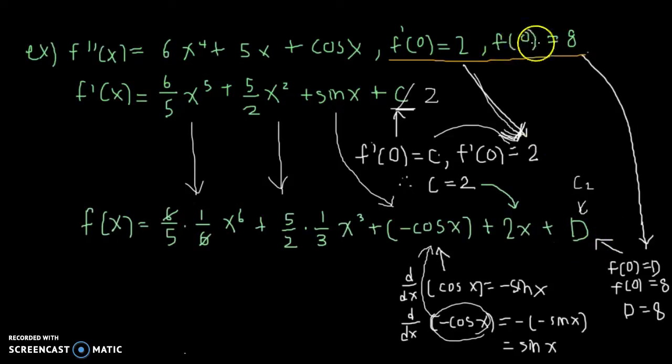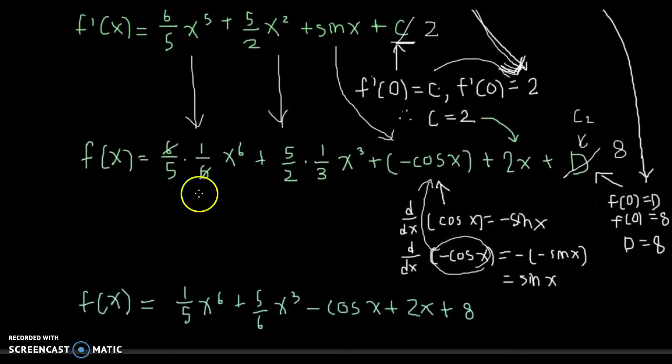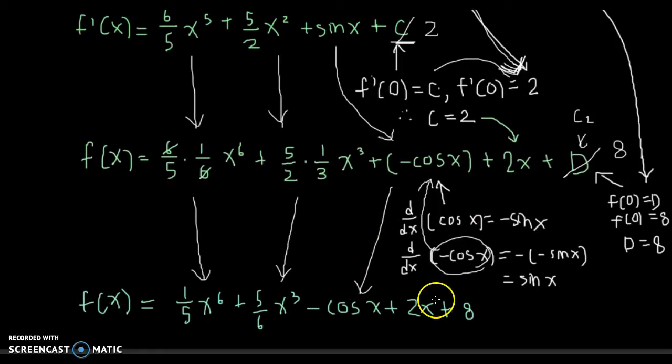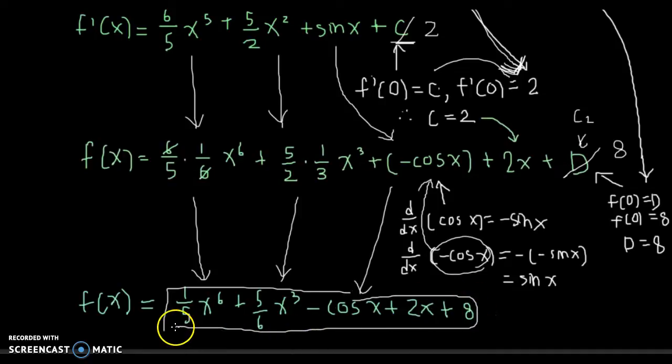So now we're given that f of 0 equals 8, and f of 0 is also d. So we set these equal to each other, so d equals 8, just like how we did over here for c. And then we just replace this with 8. So for the final answer, we simplify f of x: it's 1/5 x to the 6th, and then 5 over 6 x cubed, and then negative cosine x, and then 2x, and then plus d, which is 8, so it's plus 8. So this is the final answer. Thank you.